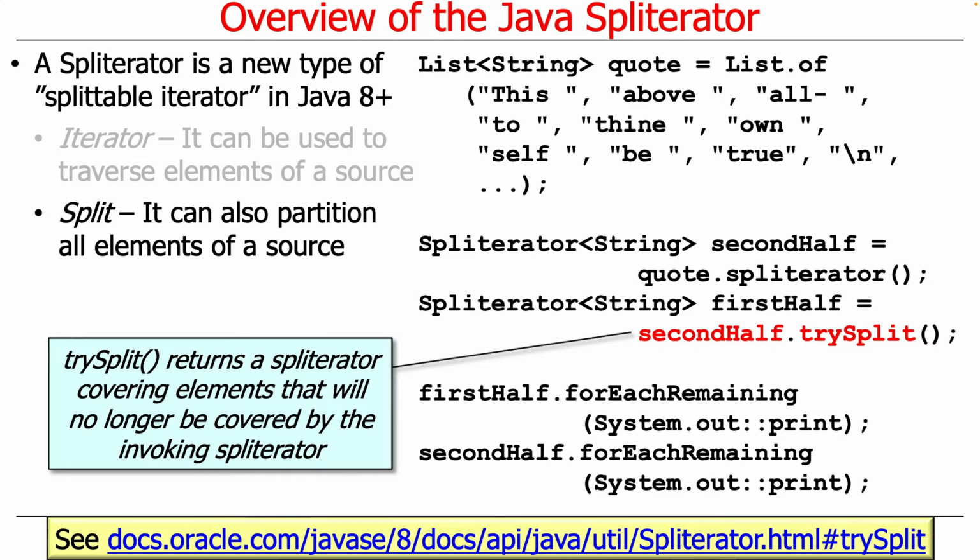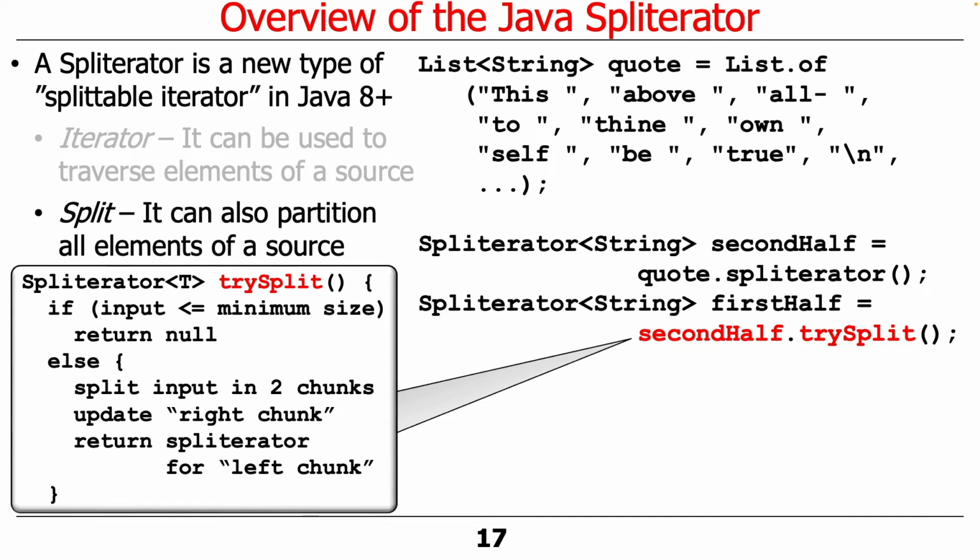And what that will do is return a new spliterator that's going to cover the first half of the content. So this, above, all, to, or to thine, depending on how you want to split this. And then what will happen is the trySplit method will modify the second half, which is this first spliterator, to be whatever's left over, like own, self, be true, new line. So now we've got ourselves two spliterators, one that covers the first half, one that covers the second half. And then we can go ahead and do something with it.